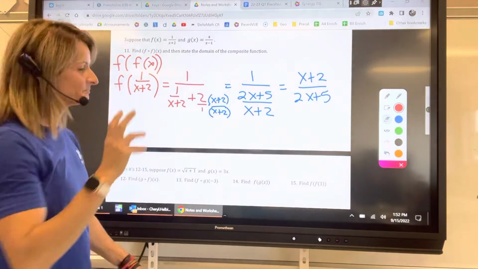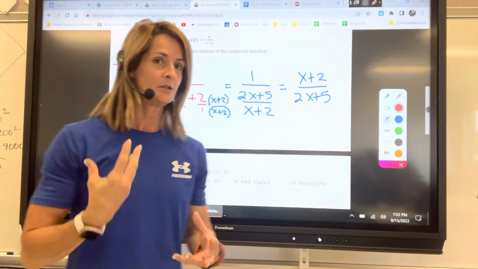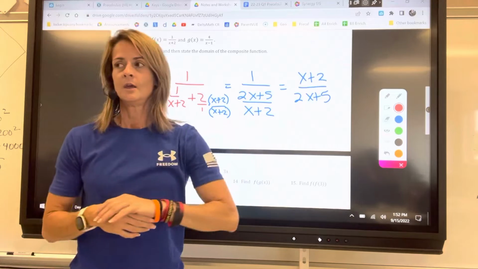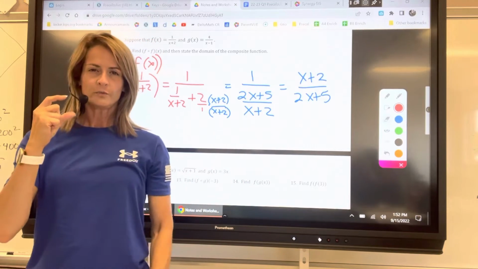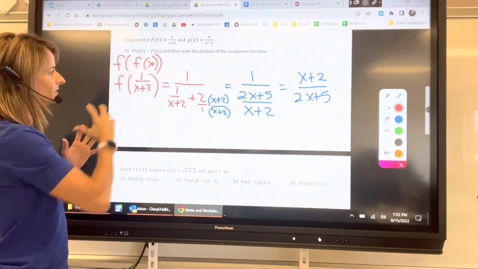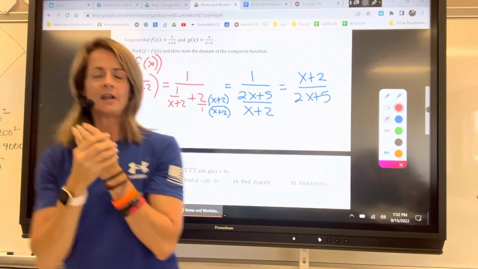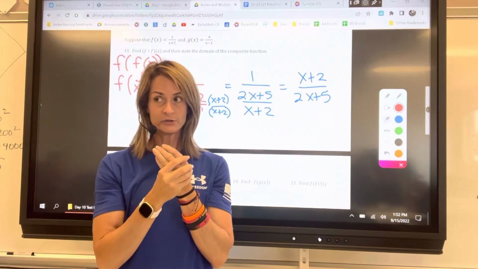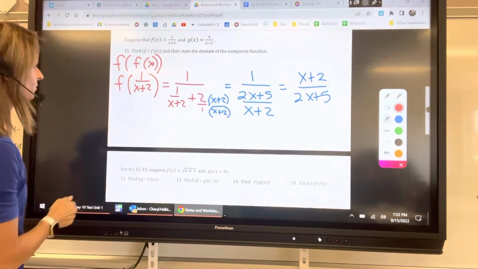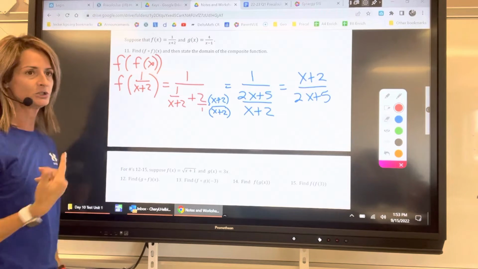Okay, so now let's talk about the domain of this composite function first. Domain are all the possible x values of this new function. We have to look originally at what we input. We inputted this 1 over x plus 2. We cannot input an undefined number. So I know before I start that we can't have this be undefined. What value makes 1 over x plus 2 undefined?